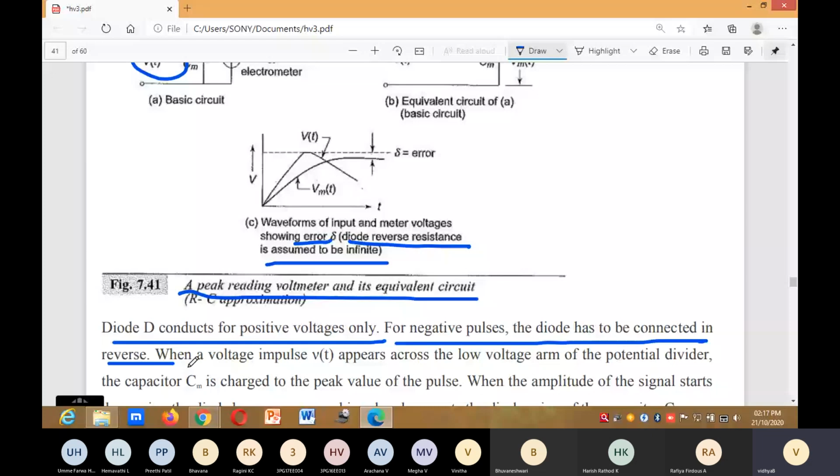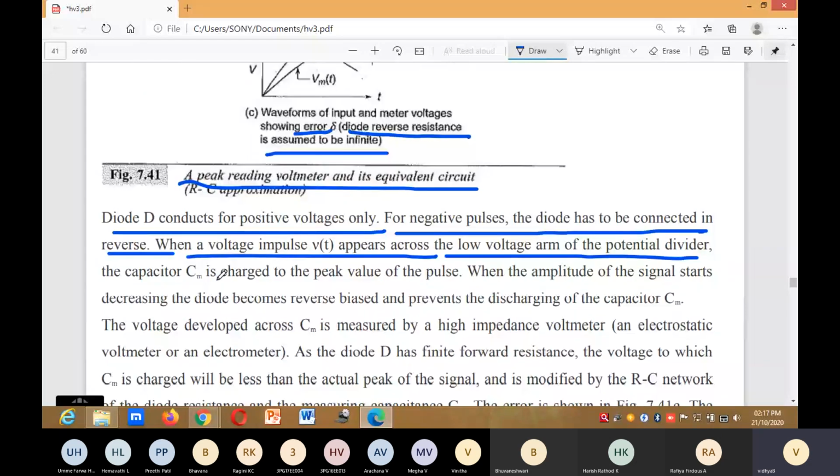When a voltage impulse V(t) appears across the low voltage arm of the potential divider, the capacitor Cm is charged. They are saying that when a voltage impulse appears across the low voltage arm of the potential divider, the capacitor is charged to the peak value of the pulse. Okay, the capacitor will charge to the peak value of the pulse.